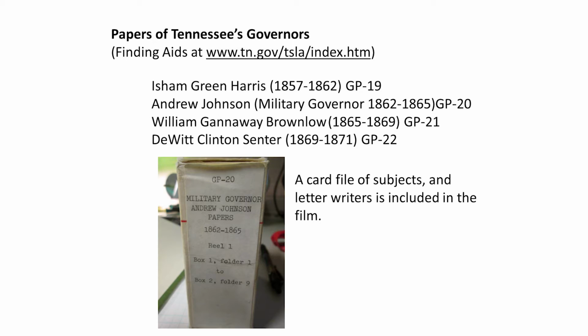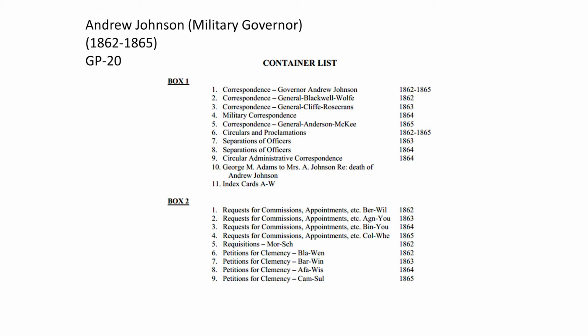And governor's papers 19, 20, 21, and 22. They know where those are. They can point you to them. And within those, there's a card file of subjects and letter writers. So it's kind of an index that's been created that you can go through and look at, okay? So for example, in the finding aid for Johnson as military governor, there's general correspondence, specific index cards, requests for commissions, appointments, okay?